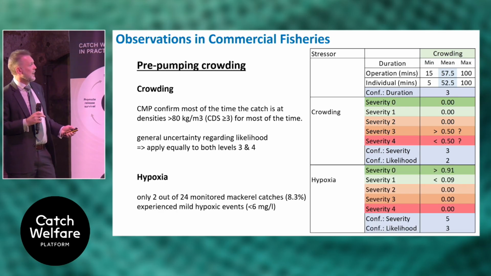In terms of hypoxia, 2 out of the 24 catches we had mild hypoxia events. No severe hypoxia events, just mild, so less than 6 milligrams per litre. And it was only 2 out of 24. So in this, we've got a hard ceiling. We know it can only be up to severity 1.